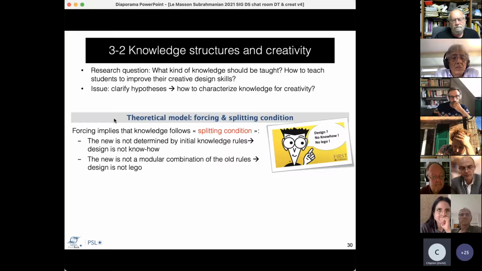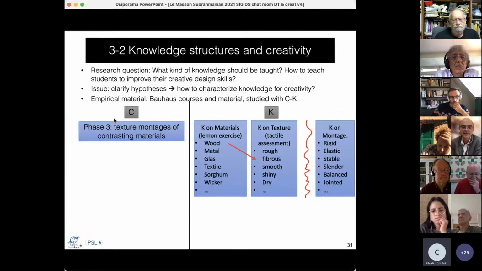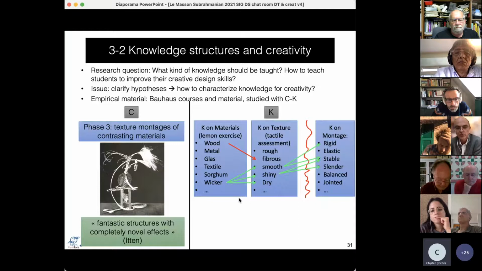We wanted to test it, and we tested that on the Bauhaus courses, the one I mentioned before. And we have shown that the exercises of Bauhaus analyzed with CK could be interpreted as exercises to transform non-splitting knowledge into splitting knowledge. So an exercise was, for instance, design a texture montage of contrasting material. In the knowledge, you have clear deterministic rules and clear independencies. And you see that the exercise itself will provoke new rules that suppress determinism and new rules that suppress modularity. So we go from non-splitting to splitting knowledge.